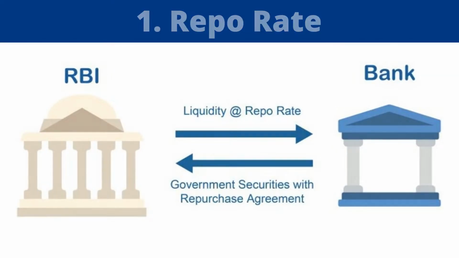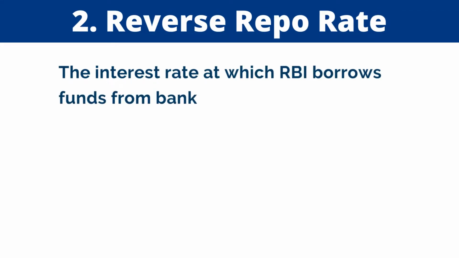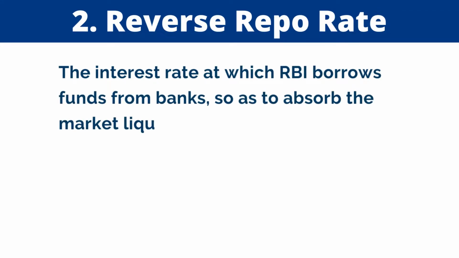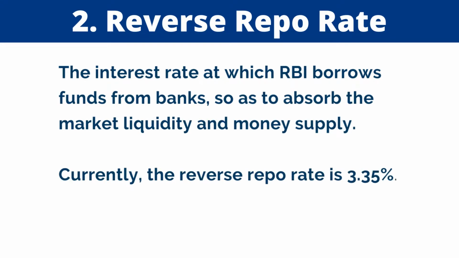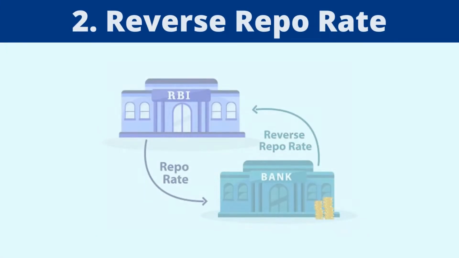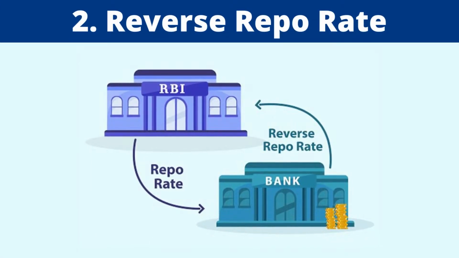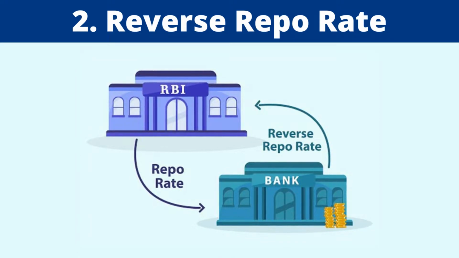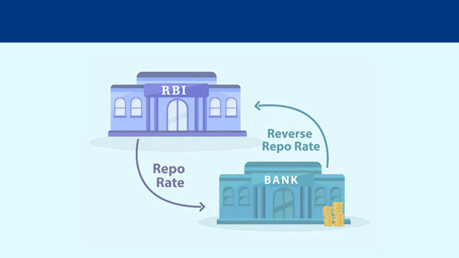Number 2. Reverse repo rate. The interest rate at which RBI borrows funds from banks, so as to absorb the market liquidity and money supply. Currently, the reverse repo rate is 3.35%. In simple terms, repo rate is the rate at which RBI lends to banks, whereas reverse repo is the rate at which RBI borrows from banks.